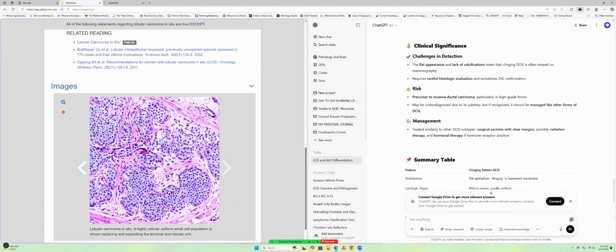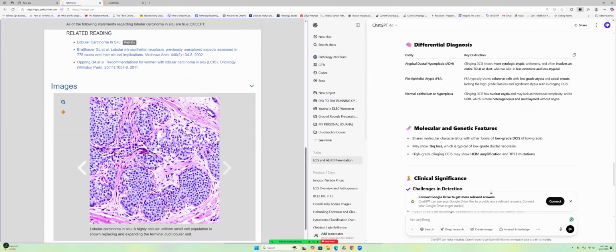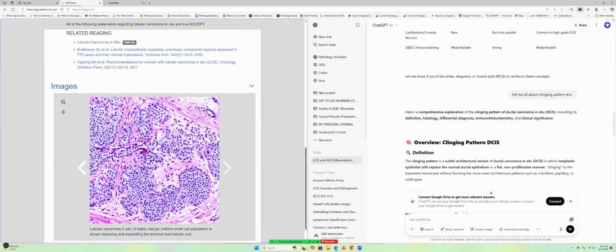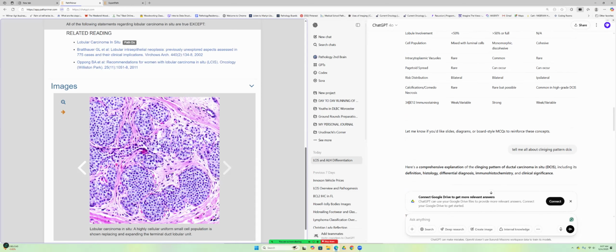Okay, so that's it for that. Differential diagnosis is flat epithelial atypia, sure, but this one has apical snouts. So let's answer the questions and we are done.